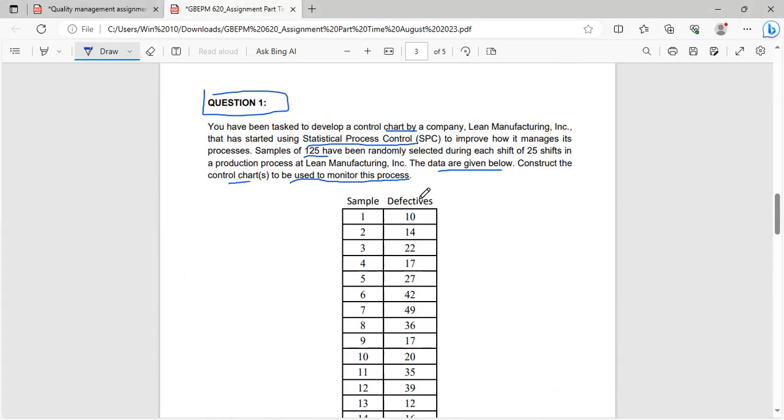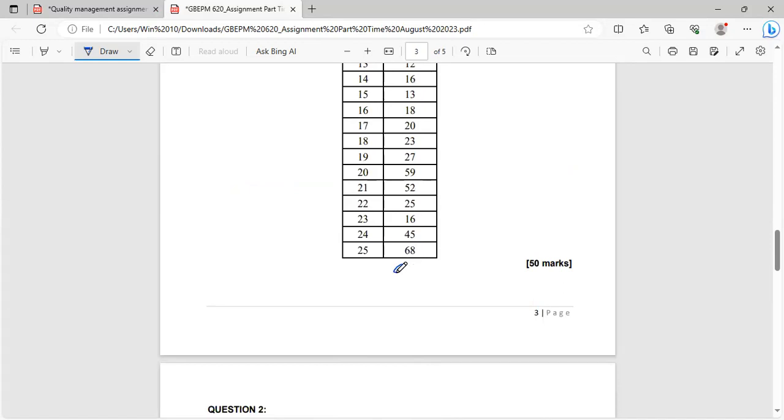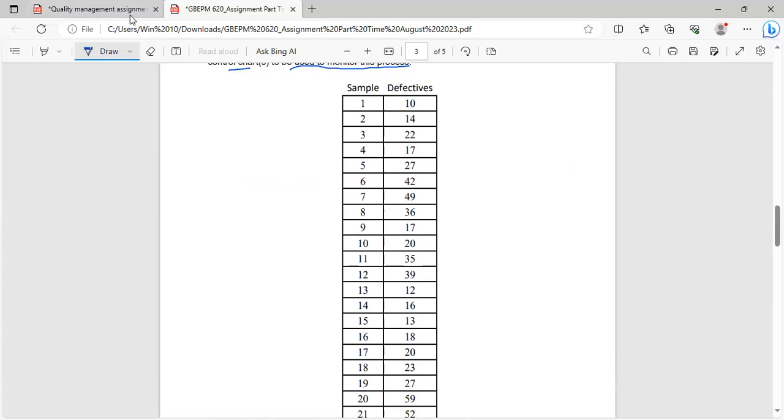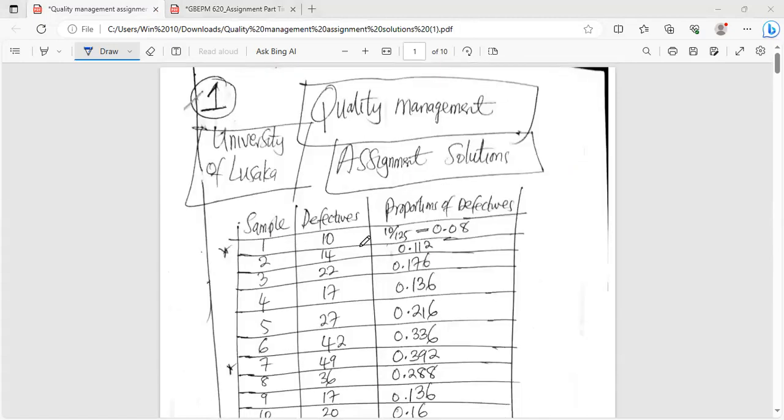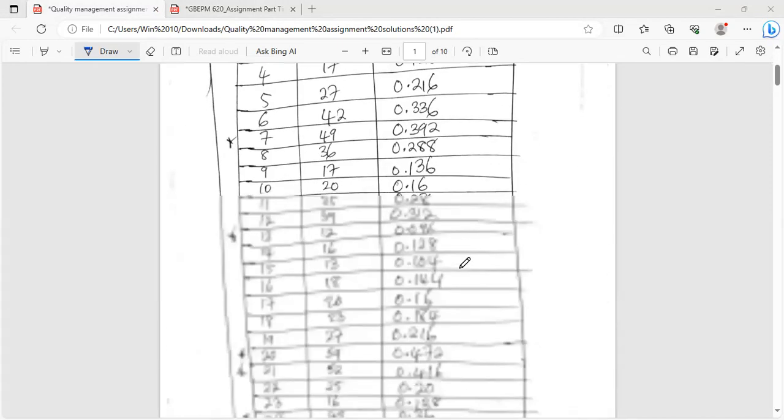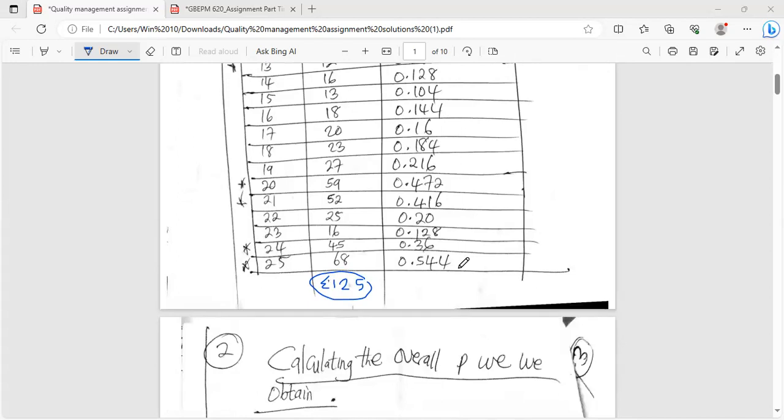Getting down to the proportions, the sample size is 125. We are supposed to find the proportions of defective items. So here we are dividing 10 by 125, which is 0.08, 14 by 125, which is 0.112, and then 22 by 125, which is 0.176, getting down to each of these proportions. So these are the proportions that we found.